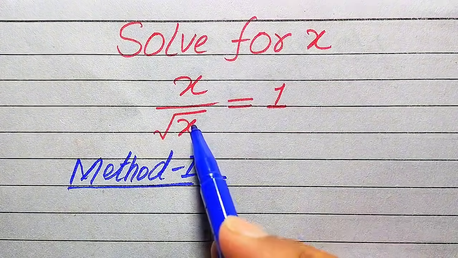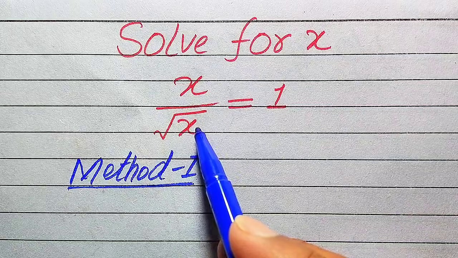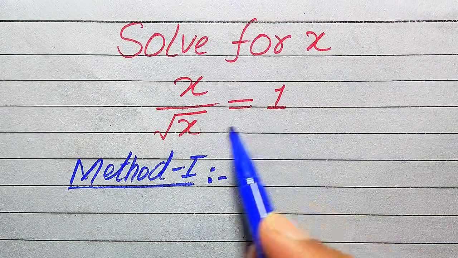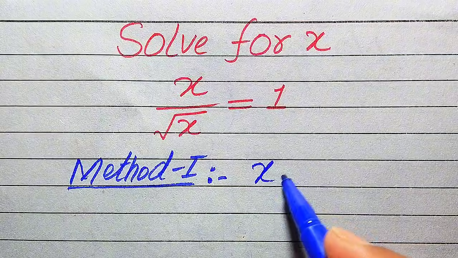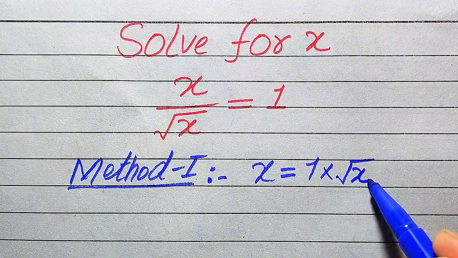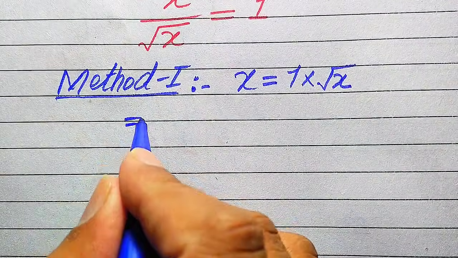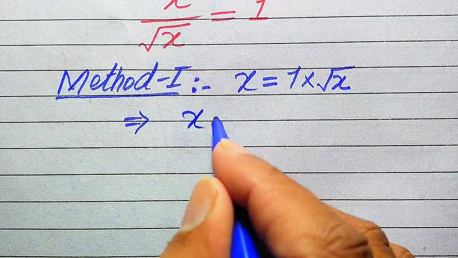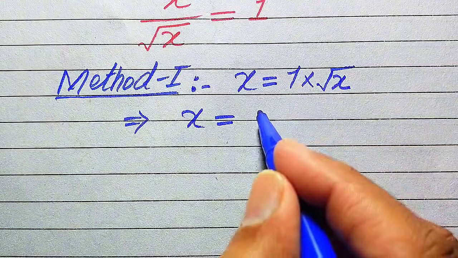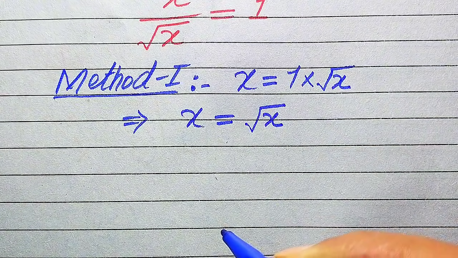And in the first method, here you see that square root of x is divided on the left hand side. We need to move it to the right hand side, where it is multiplied by this x and this 1, and it will be written as 1 multiplied by square root of x. And further in the next step we need more simplification, and it will be written as x is equal to 1 times square root of x, which is equal to square root of x.